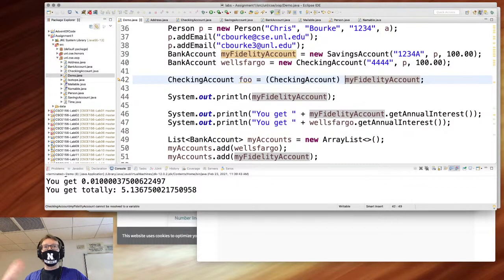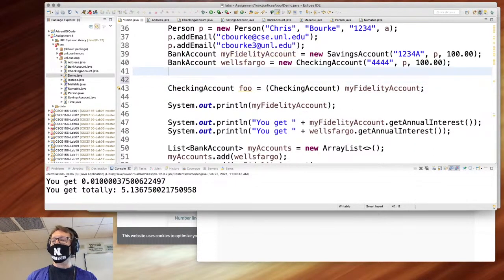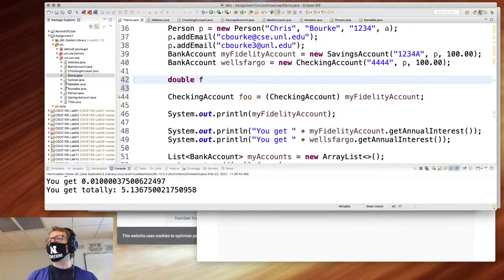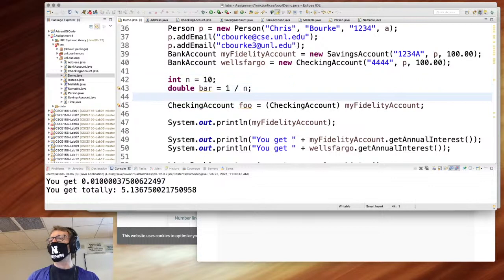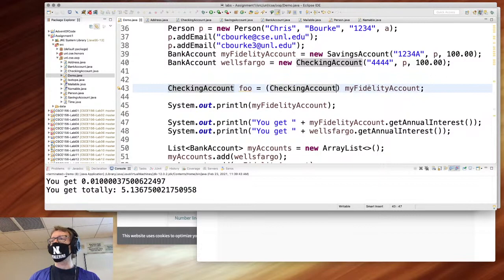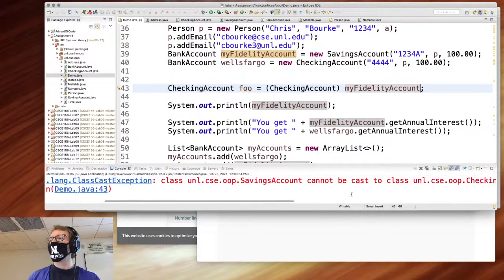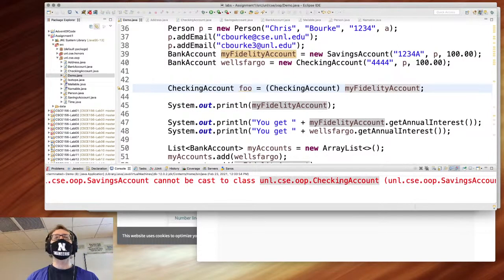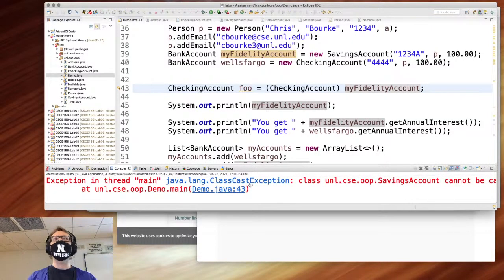You typecast an integer as a double so that you can do division, right? Double fooBar is equal to 1 divided by n, where n is 10. Is that going to work? No. Why? Because 1 divided by 10, an integer divided by an integer, is an integer, so it's going to end up being 0, right? But I can typecast n temporarily as a double in order for this to work. Likewise, you can try forcing a savings account to become a checking account. Let's find out what happens when I actually run this. Ooh. A savings account cannot be cast to a checking account. Why? That's a ClassCastException. That's an invariance. All right?